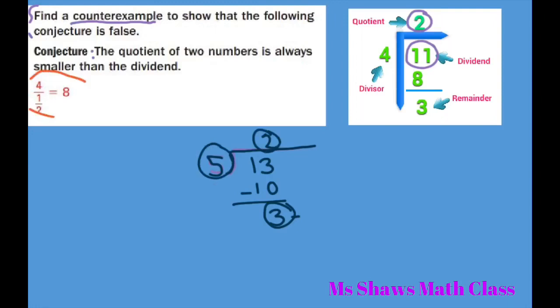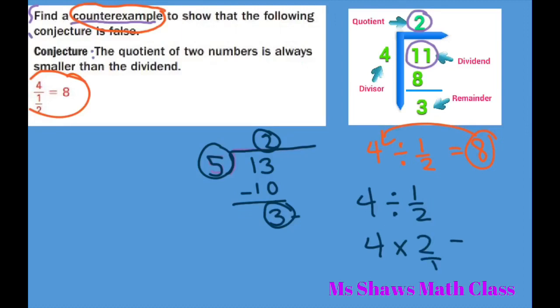However, we're going to show a counterexample of why this conjecture is false. Because you have 4 divided by 1/2, which is 8, and 8 is bigger than our two numbers. And I just want to bring this up: 4 divided by 1/2 is the same as saying 4 times. Remember, you keep, switch, and flip to the reciprocal, 2 over 1, which equals 8.